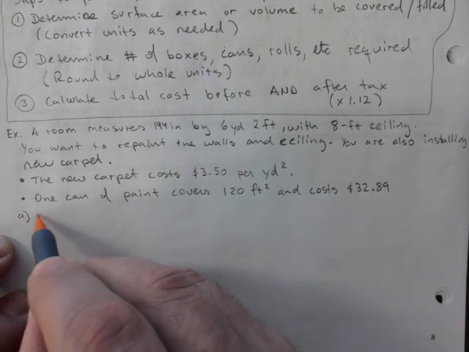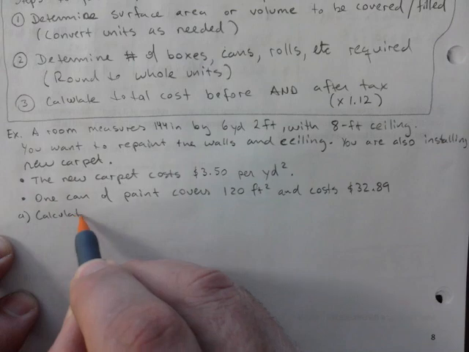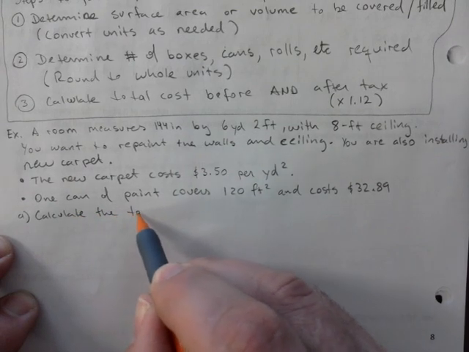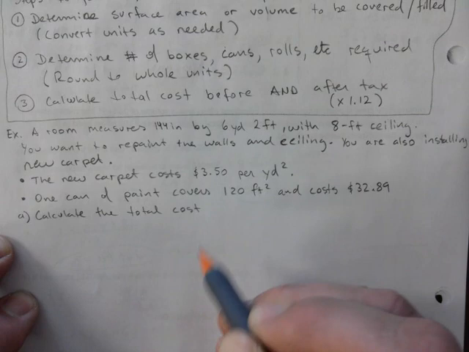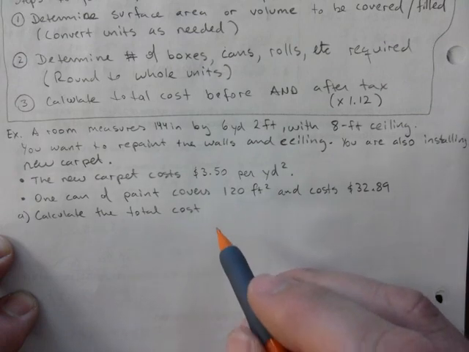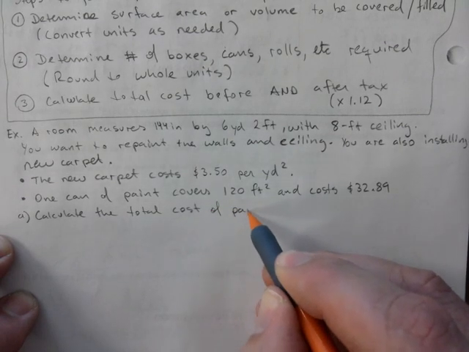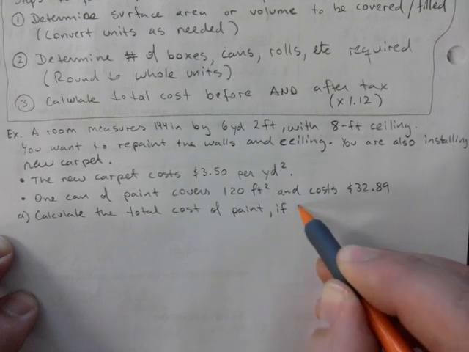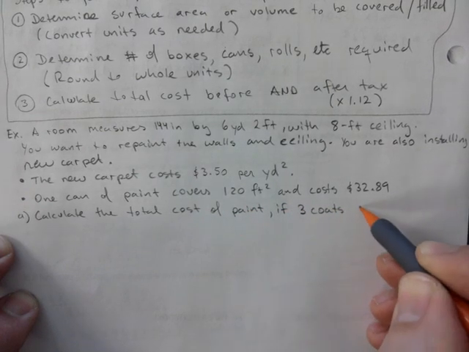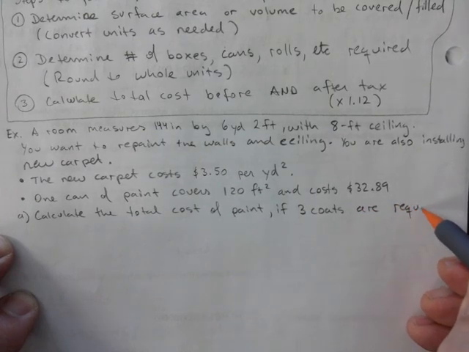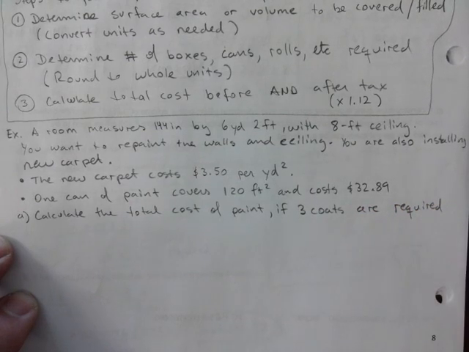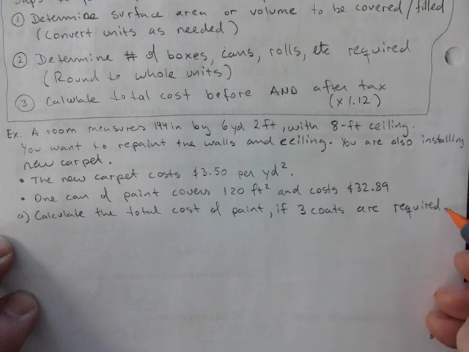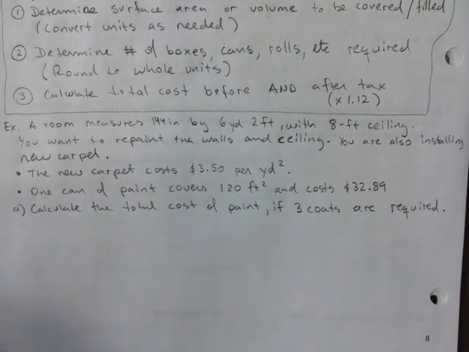A, calculate the total cost of paint if 3 coats are required. We will give both before and after tax on this one. And I'm just going to stop here before I do B and C, so we have some room to actually do the calculations here.